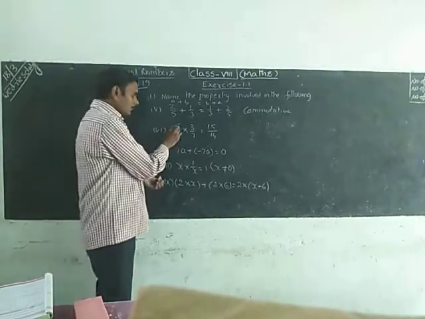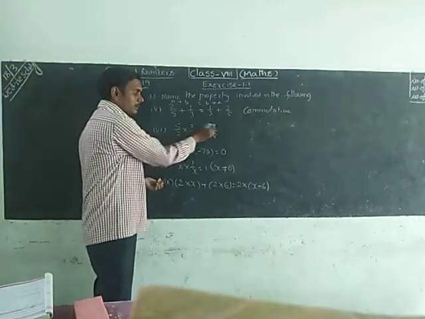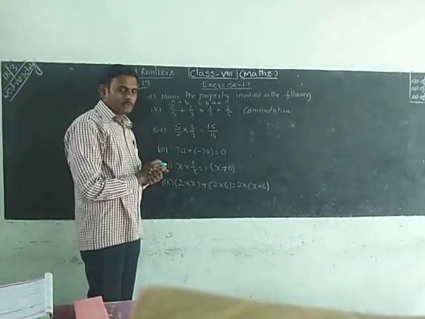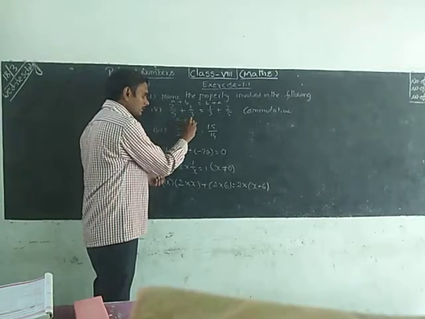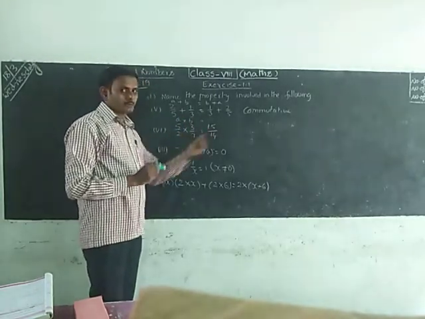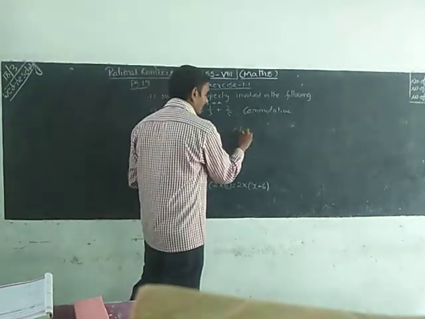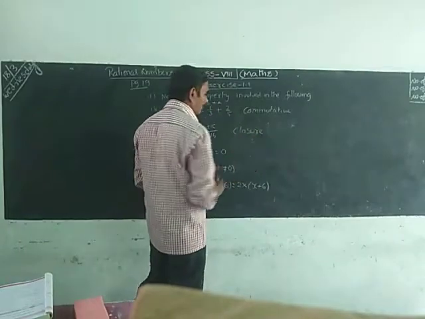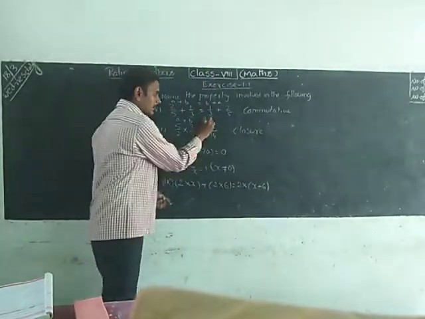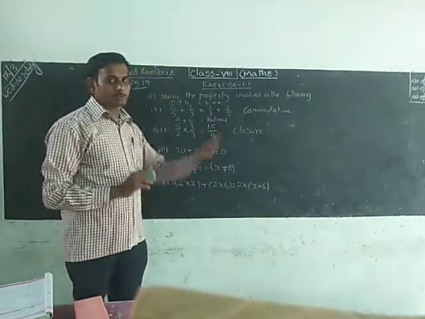Next, go for the next example. I take two rational numbers, 5 by 2 into 3 by 7. After multiplication I get one result. Which form is it? A into B equals some P by Q form. Then we can write this is the closure property. The product of two rational numbers is rational, which means closure property.